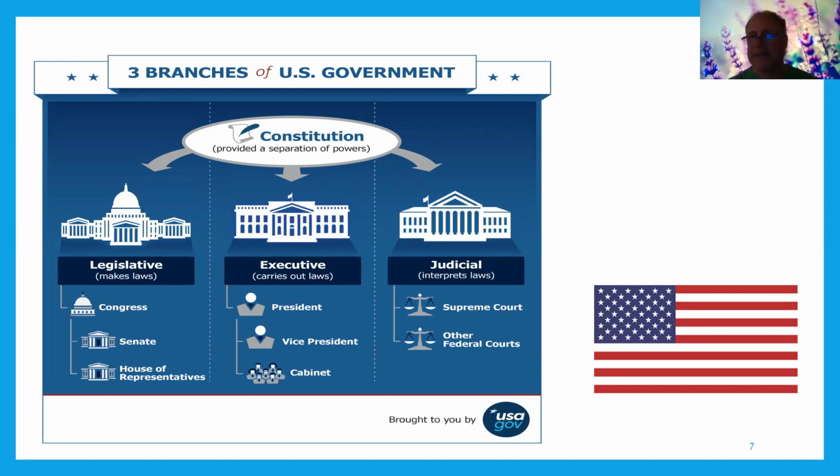The House of Representatives has a total of 435 members. It is based on proportional representation, which means that the more people living in a state, the more representatives that state will get. Every state will get at least 1 representative. Representatives serve 2-year terms.